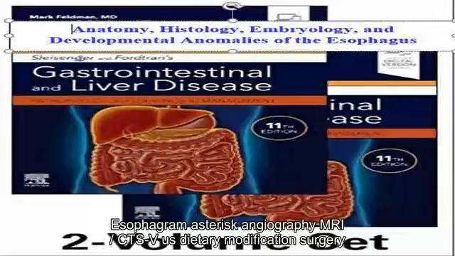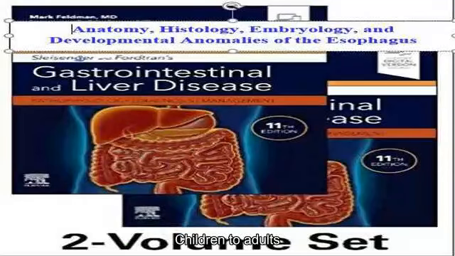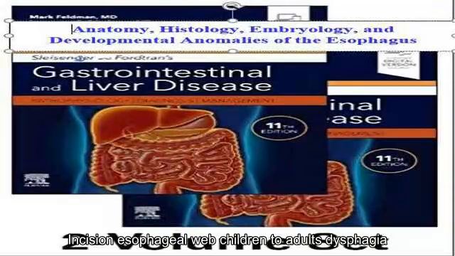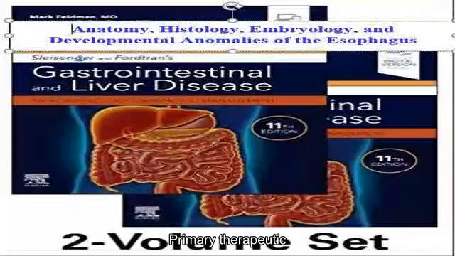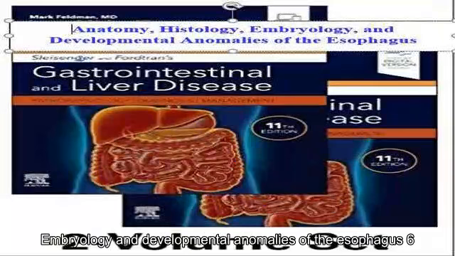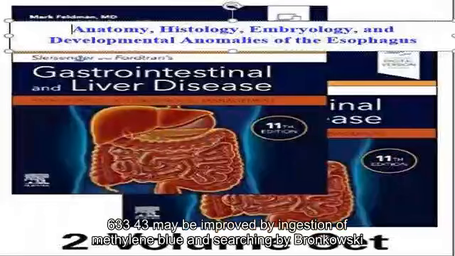MRI/CT/EUS, dietary modification, surgery. Esophageal ring: children to adults, dysphagia, esophagogram and endoscopy, dilation, endoscopic incision. Esophageal web: children to adults, dysphagia, esophagogram and endoscopy, bougienage. Diagnostic test of choice. Confirmatory test. Primary therapeutic approach. Secondary therapeutic approach. TEF, tracheoesophageal fistula. Chapter 43 Anatomy, Histology, Embryology, and Developmental Anomalies of the Esophagus.